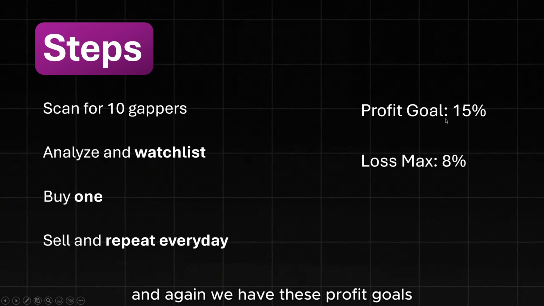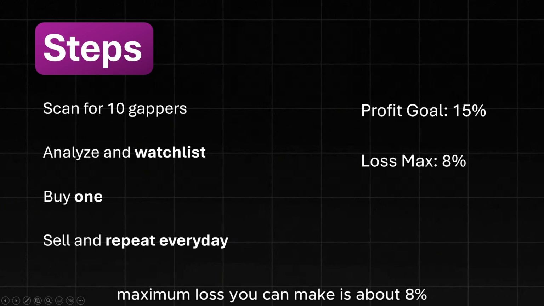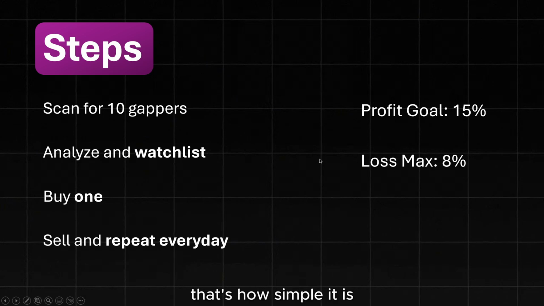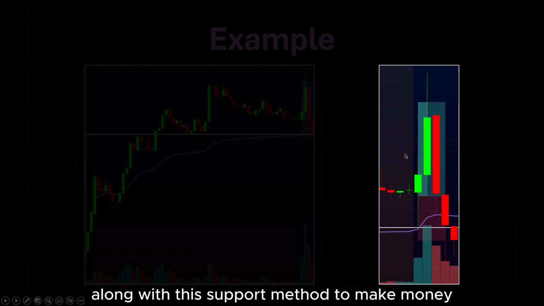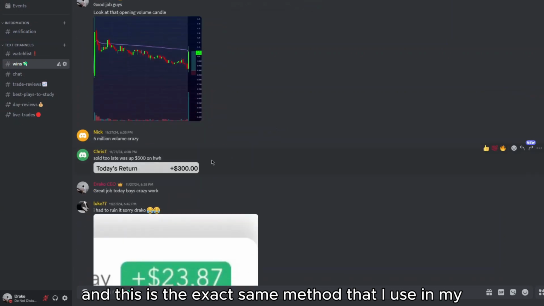And again, we have these profit goals. We've talked about this before. The profit goal is 15% roughly, and the maximum loss you can take is about 8%. That's how simple it is. And this is a strategy that I use every single day, along with this support method to make money. And this is the exact same method that I use in my community.